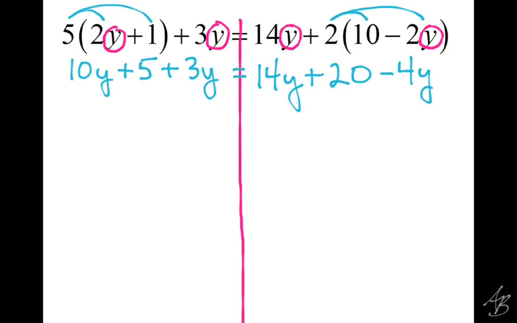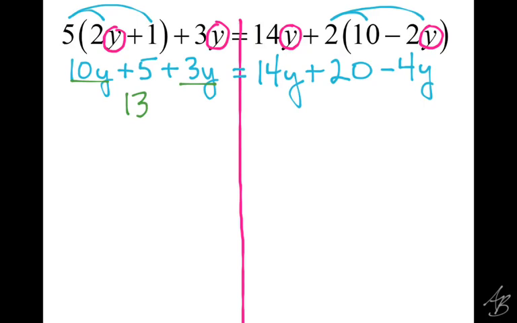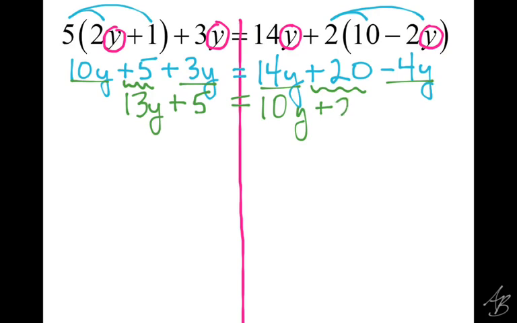All right, after I distribute, what am I going to do next? Combine like terms. On the left side, I see a 10y and a 3y that can combine and give us 13y. Can I combine this 5 with anything? No, so we'll just bring that down. On the other side, I see a 14y and a 4y. We combine those and get 10y, because this is a negative 4, right? And again, this 20 here doesn't combine with anything, so we'll bring that down.